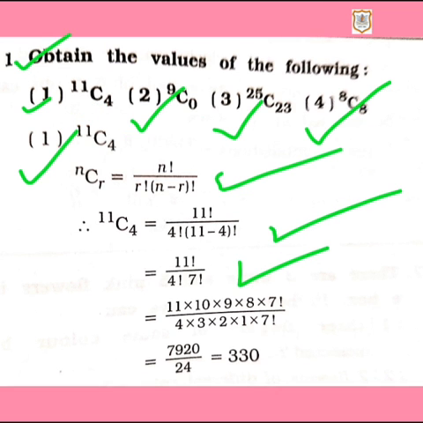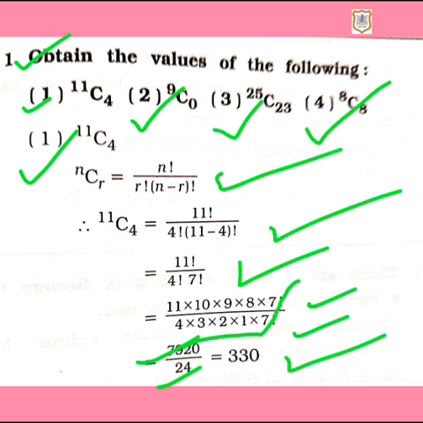11 factorial will be expanded like 11 into 10 into 9 into 8 into 7 factorial. We have written up to 7 factorial, as in the denominator we have 7 factorial. And 4 factorial will be 4 into 3 into 2 into 1. So now, 7 factorial and 7 factorial will be cancelled. When we multiply 11 into 10 into 9 into 8, it will be 7920, and in the denominator it will be 24. When you divide 7920 by 24, it is 330. So the value of 11C4 is 330.